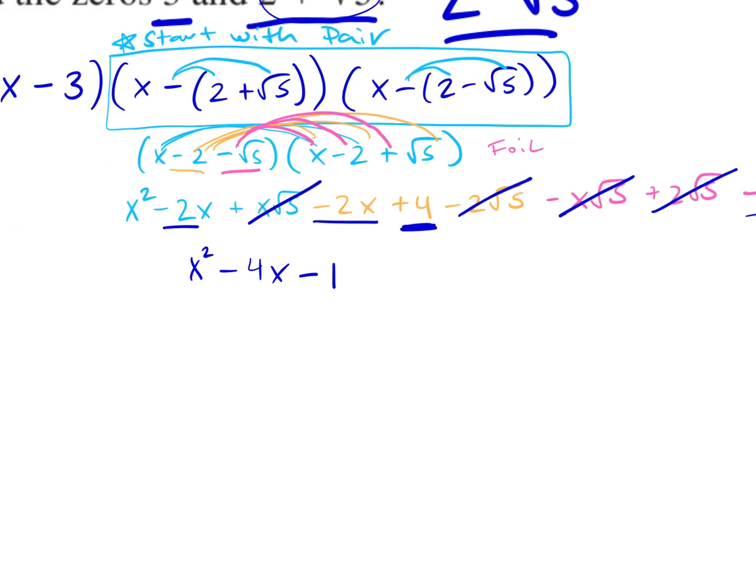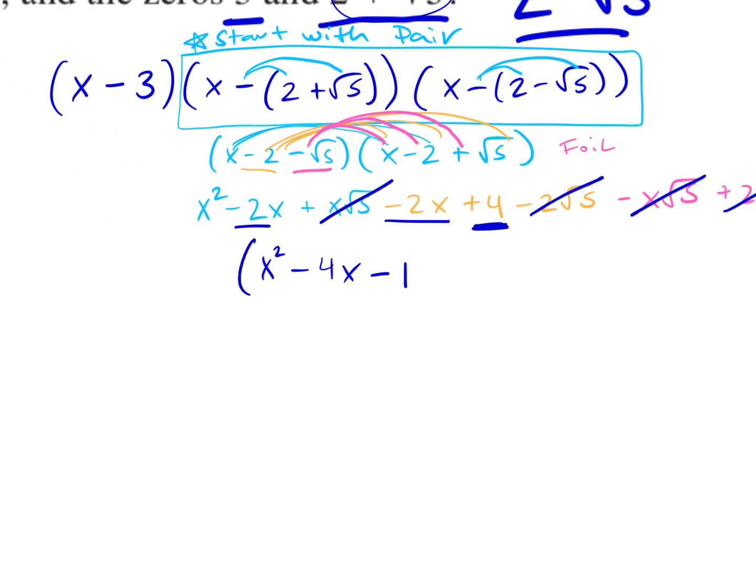So now that I FOILed this out, I have to multiply it to the third part here. So x minus 3. Now I'm going to FOIL these. So now I have to multiply it to the third part, which is x minus 3. So make sure everything in the first set gets multiplied to everything in the second, starting with the x. What is x times x squared? X to the third power.